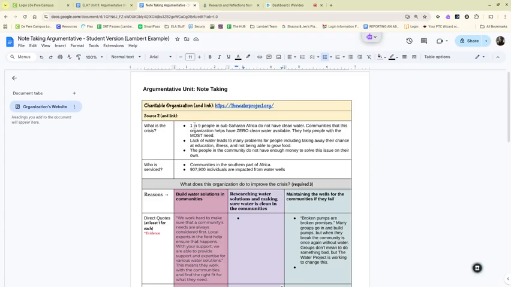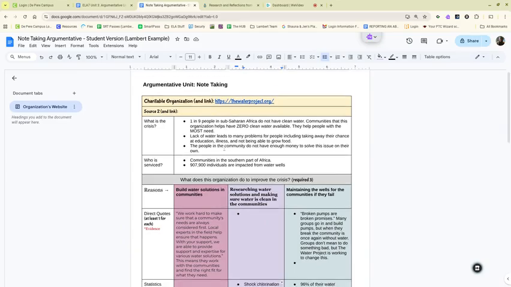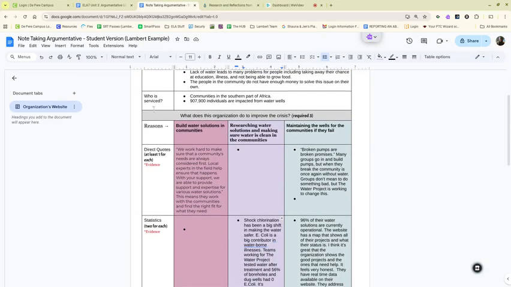So I added some statistics about people who are living without clean water and then also how that problem affects their lives. Then who is serviced is where does your organization do their work and how many people or animals or areas are affected positively by the work that they do. And that's what's going to go in this box. Same thing after you're researching, if you find more information, you can always go back and add that.